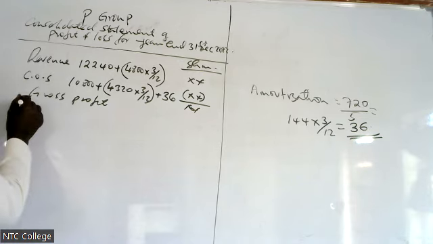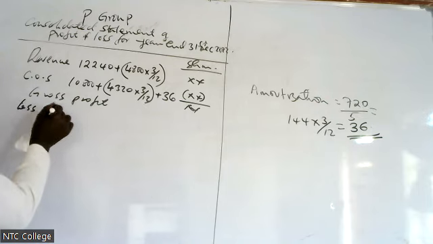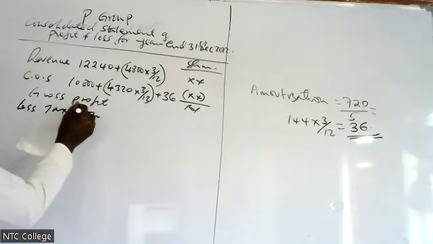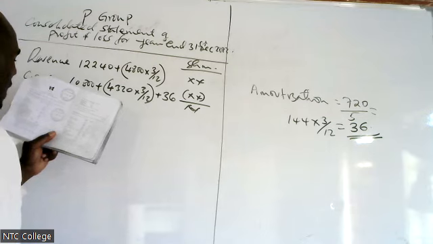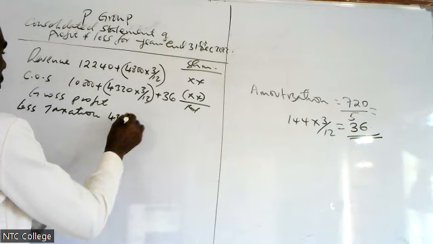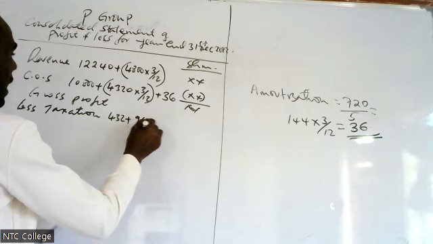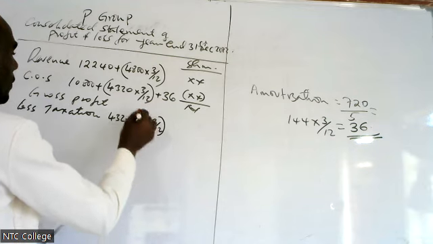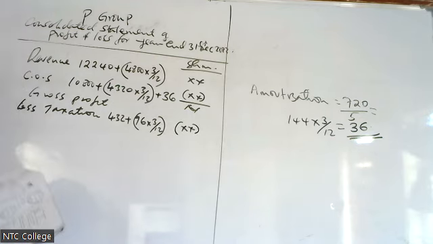Then we come to less. We don't have any other expense, then we less taxation. Less income tax, that is tax expense, 432 plus 96 times 3/12. You come to less taxation, thereafter profit after tax.